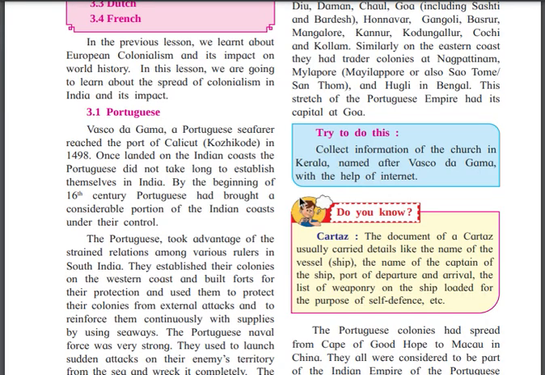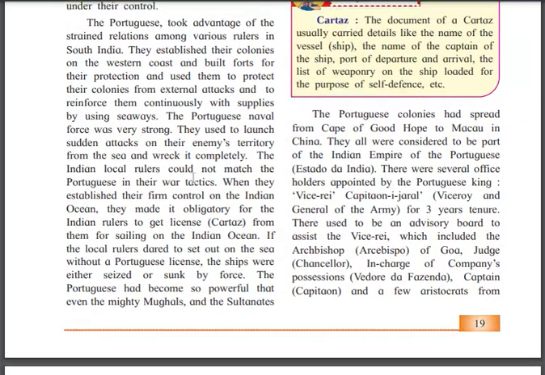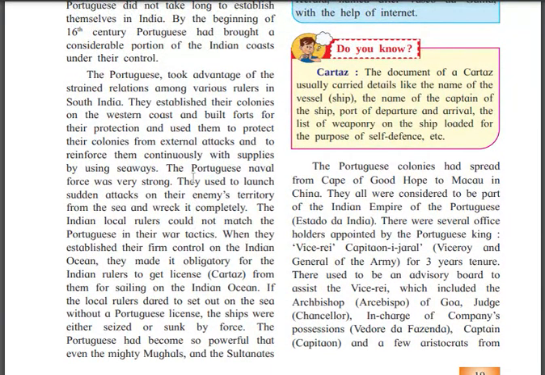Okay. So Vasco da Gama, you have seen how he looks, and he is the first person who came to India from the sea, in 1498, and then by the beginning of the 16th century they captured some portion of India. Okay, and then the Portuguese took advantage of strained relations among various rulers in South India.